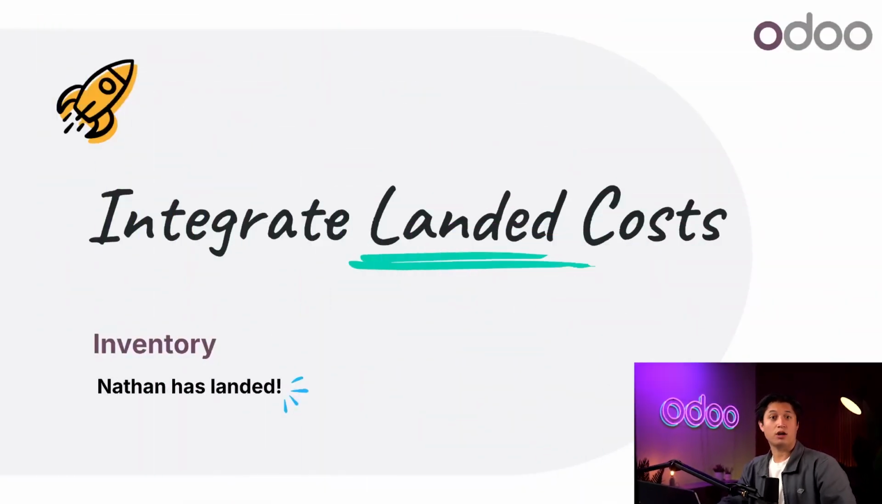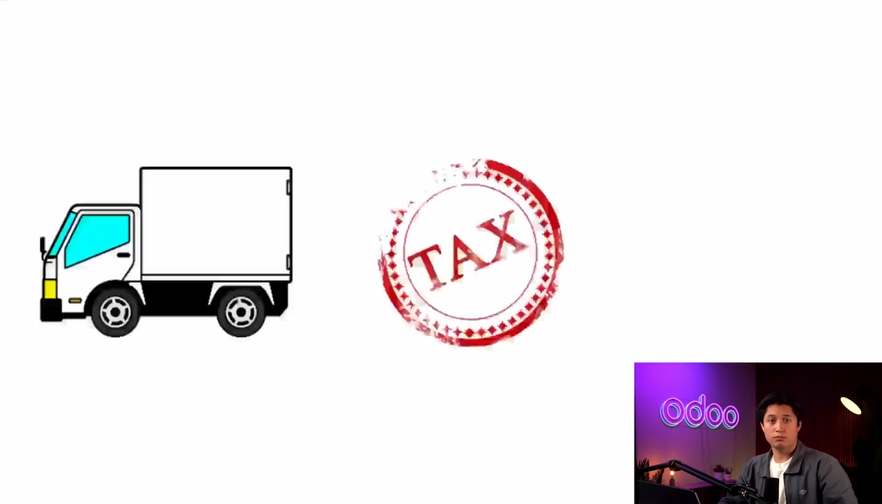Hello again, Odooers. Today I want to give you the 411 on landed costs. You see, when we purchase a product from a vendor, there are certain expenses that we have to consider in addition to the cost of the actual product itself. This includes the price of shipping, taxes, and more.